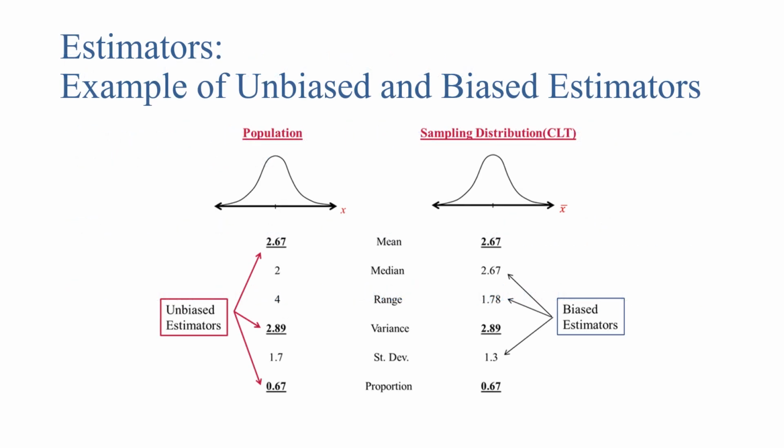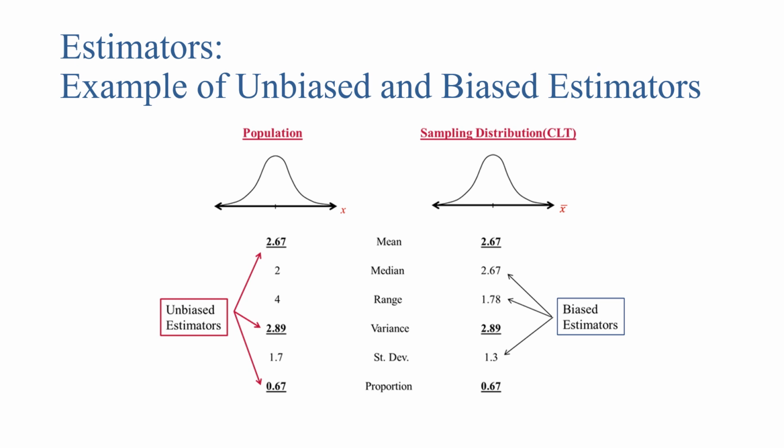This example demonstrates the behavior of unbiased and biased estimators. On the left-hand side, you see a distribution of a population. Based on it, you can calculate the population mean, median, range, variance, standard deviation, and proportion. You see those values listed in the left-hand side column.